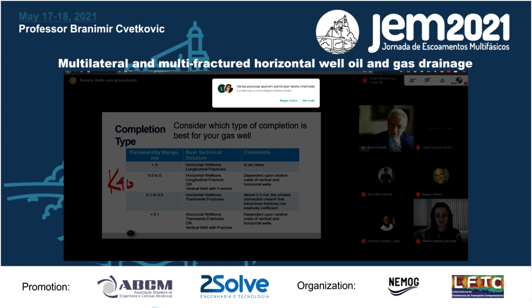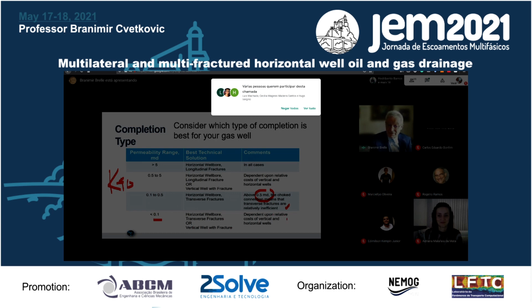So above 0.5 millidarcy, the choked connection means that the transverse fractures are relatively inefficient. You see, this is very important. And when it is less than 0.1, horizontal wellbore with transverse fractures or a vertical fractured well, depending on the relative cost of vertical and horizontal. So now we have, based on experience, a disconnected setup, which can be interesting to put today in an expert system.